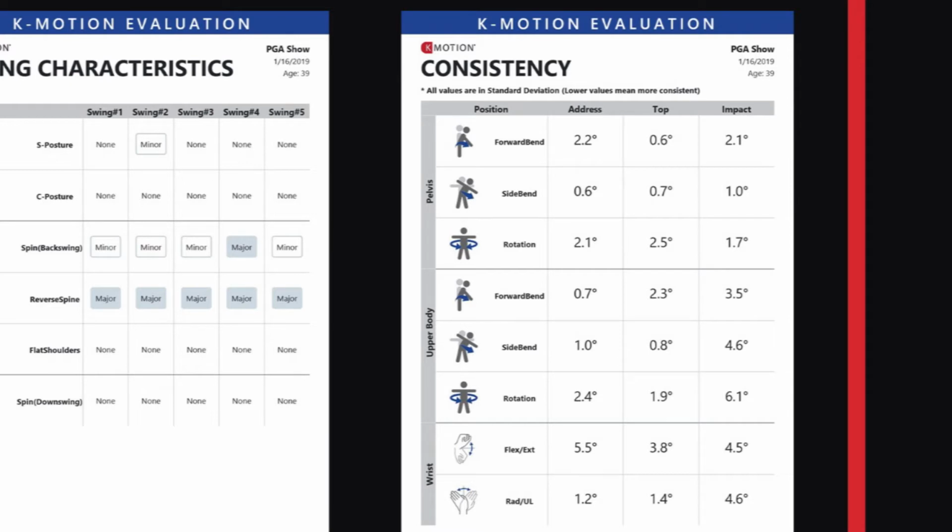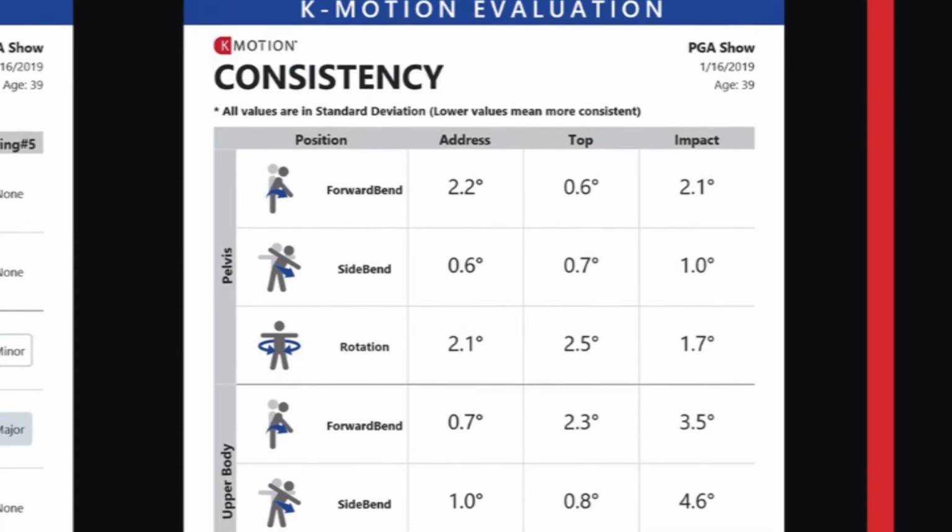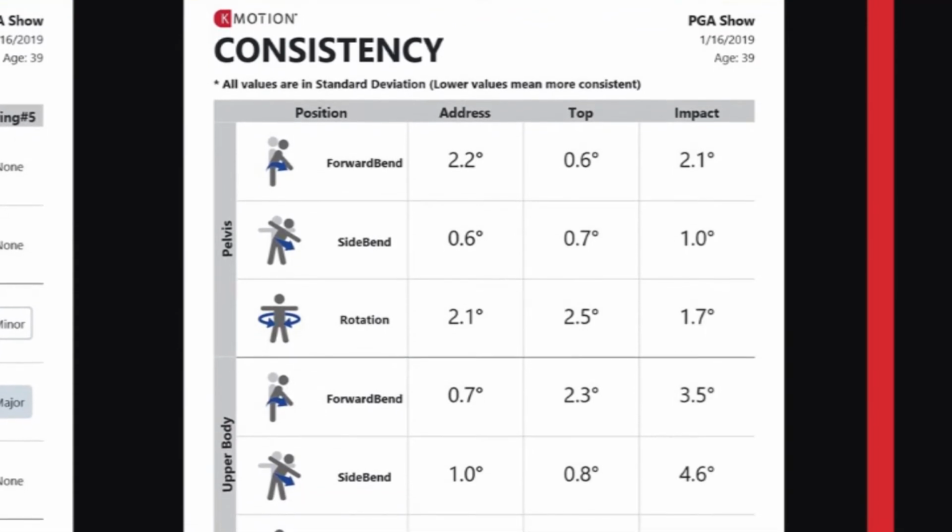So the next page in the report is a consistency page. The consistency page is looking at the averages across all the swings and the deviations between swing to swing. So the smaller the number, the better they repeated. The larger the number, the more the repetition was all over the place.